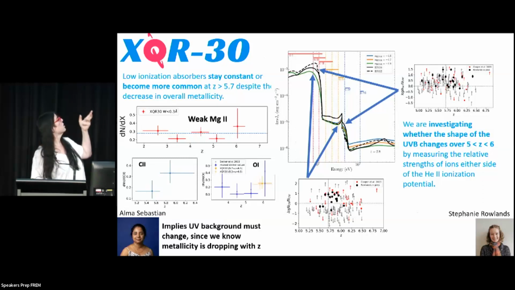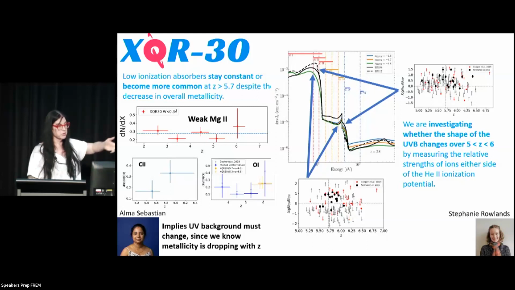Alma's work uses the metal lines and looks at the redshift evolution of them. That's what you see here on this side. And what you see is the lines do not decay over time. And we know that metallicity is decreasing as you go back further in redshift, which means the UV background, the thing that ionizes the lines in absorber systems, must be changing.